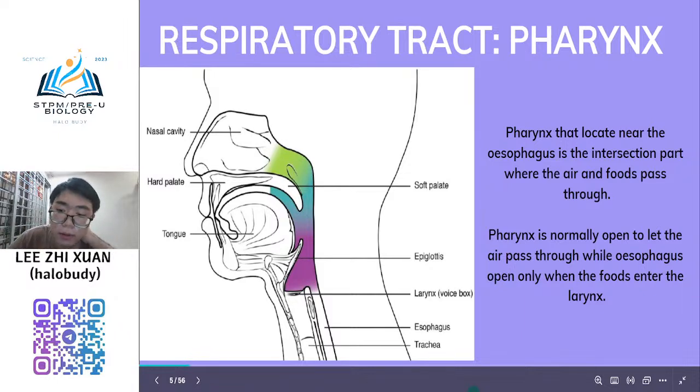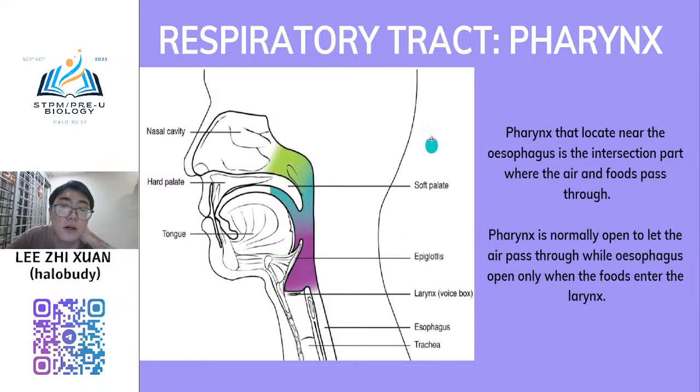Okay, next we go to the pharynx structure. Previously, I already said that after the air goes through the nasal cavity, the air will enter the pharynx, which is one part of the upper respiratory tract. So the pharynx is the region here. The colored regions, you see the beautiful green color and purple color, all of them are the pharynx. And actually it is a very complicated structure.